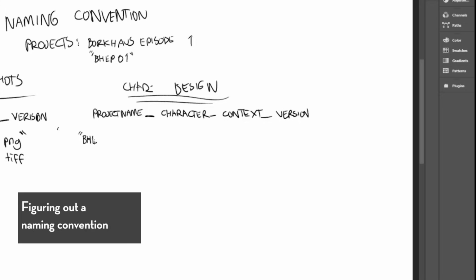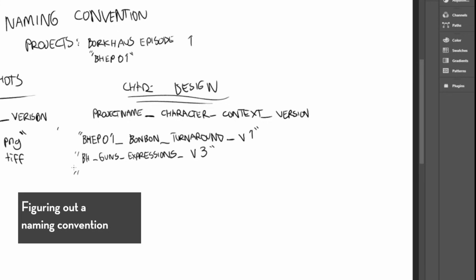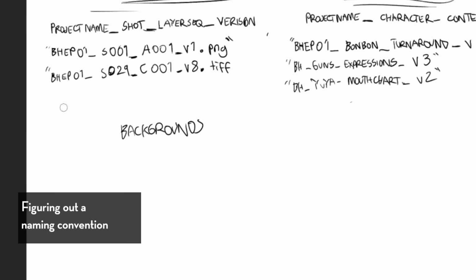And I'm going to write different examples. So this is episode 1, but what if I'm going to reuse this design for other episodes? So instead of putting F01, I could just put BH, Borkhouse. Underscore guns, that's a character's name, underscore expressions, indicating this is an expression sheet, underscore version type, V3, V2, it depends. And when it comes to characters and backgrounds, which I'm going to talk about, it's not necessarily shot specific. You can actually reuse these for multiple shots.